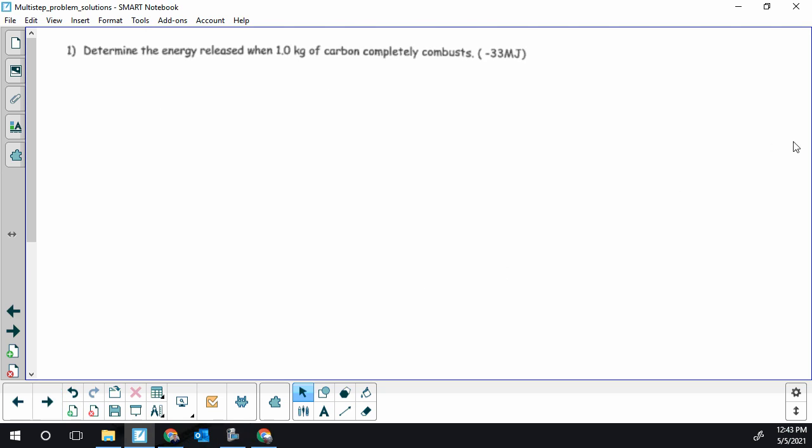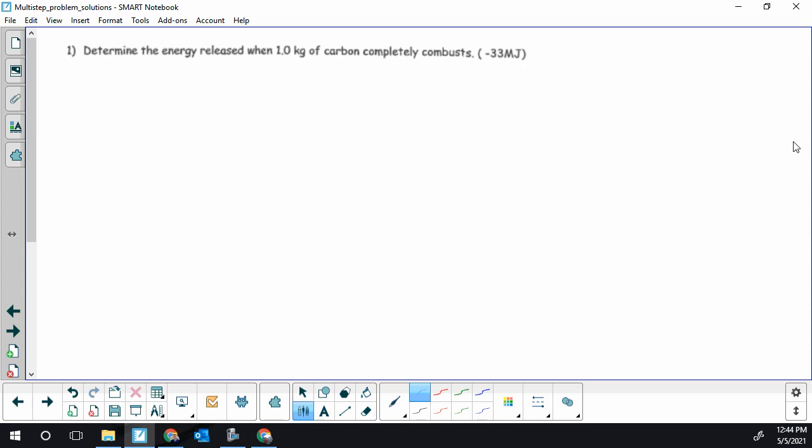The first question in this video asks to determine the amount of energy released when 1 kilogram of carbon completely combusts. In order to solve for the amount of energy released, we're going to need to know the moles of chemical released, which we can get from the mass, and we're going to need to know the molar enthalpy that corresponds to that same chemical, carbon, that we know the mass and ultimately the moles of. There is no energy data given in this question.